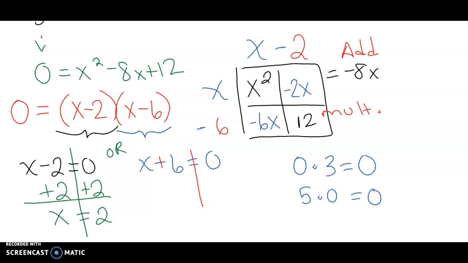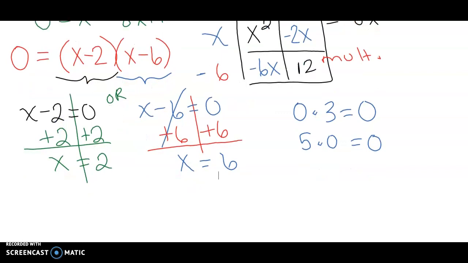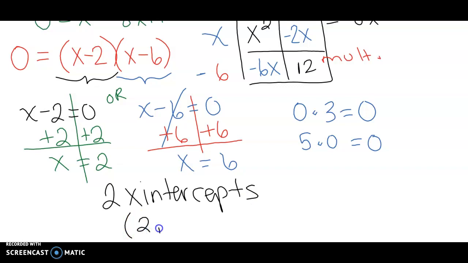And then plus 6. Whoops. Give me a second. Got a little ahead of myself. So this is x minus 6, so I got to add 6 to both sides. And then x equals positive 6. So here in this expression, we have two x-intercepts. And they are here when x equals 2, so it's (2, 0), and when x equals 6, (6, 0). These are my two x-intercepts, which are also called zeros, solutions, and roots.